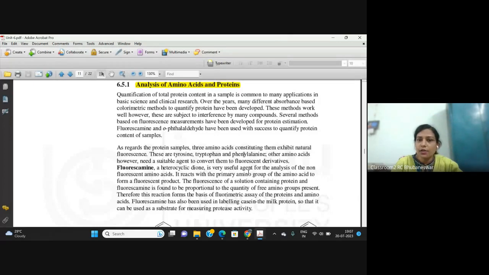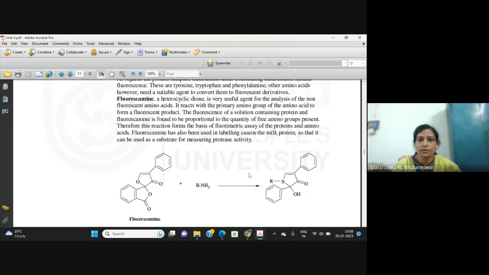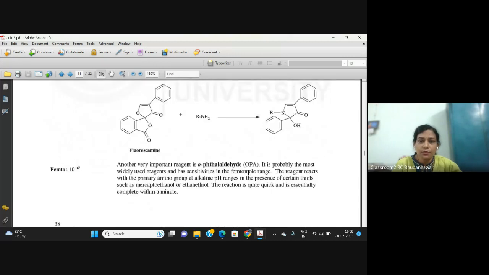Then analysis of amino acids and proteins. As I was telling you, our body proteins have tryptophan and tyrosine moieties, which are fluorescent in nature by themselves. Among amino acids, some are fluorescent in nature and some are not, so you have to add some extra fluorophore molecule to the system to study the fluorescence. So this is the thing.